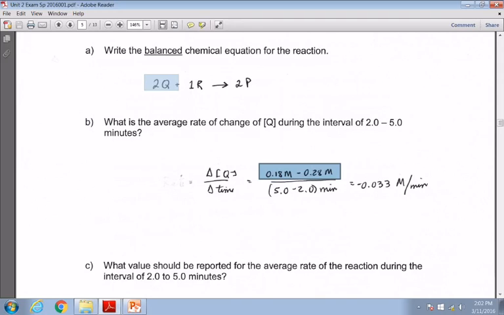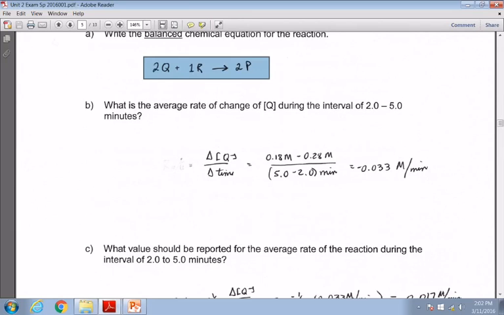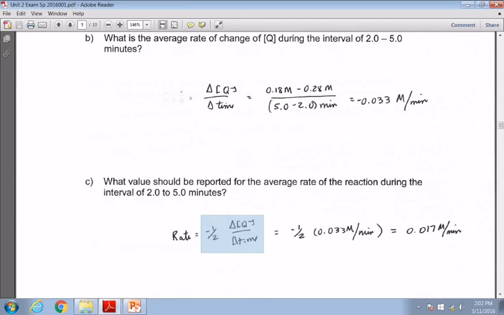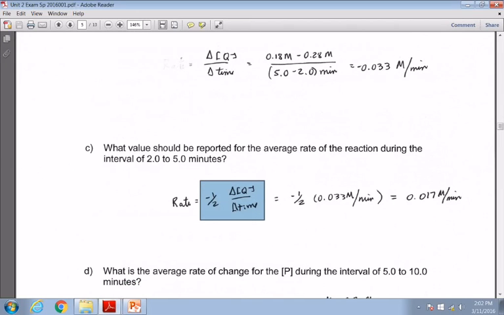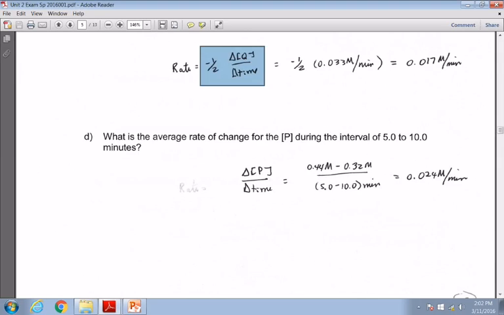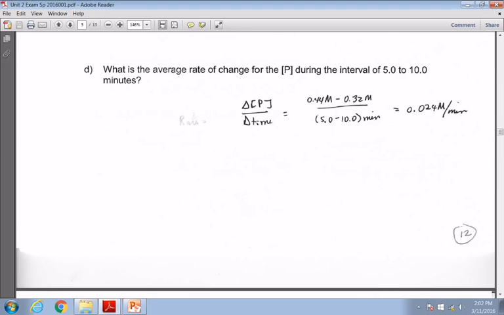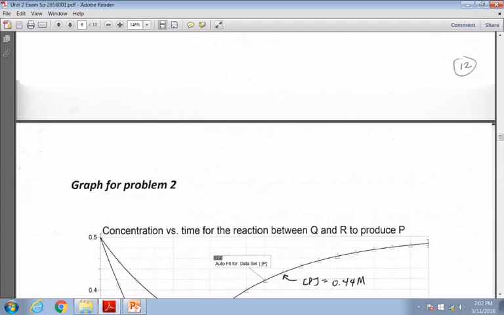Now, in order to get C right, you had to get this right. Because according to this, if we're tracking the rate of change of Q, then we need to multiply by -1/2 to get the real rate. And that's what I've done here. Because Q has a coefficient of 2 in front of it, and it's a reactant. So C is related to B. And then the D actually just goes for the product in a different interval. So again, you look at the change in the molar concentration over time.